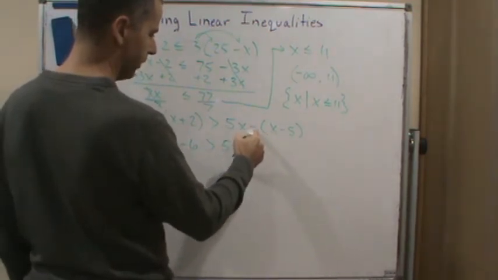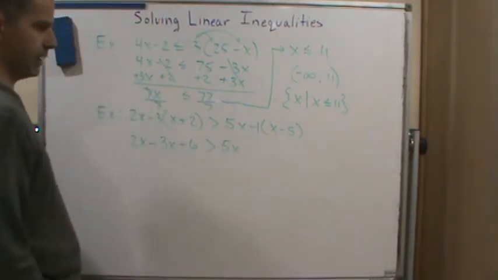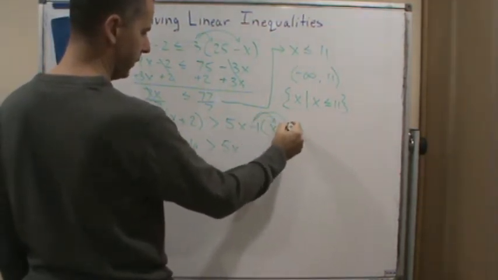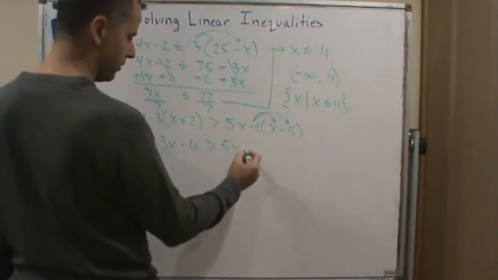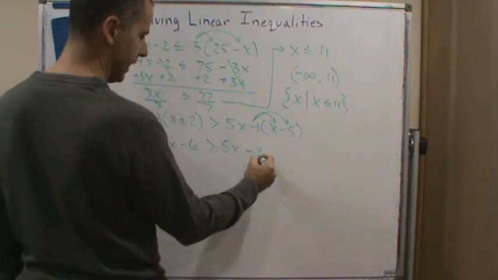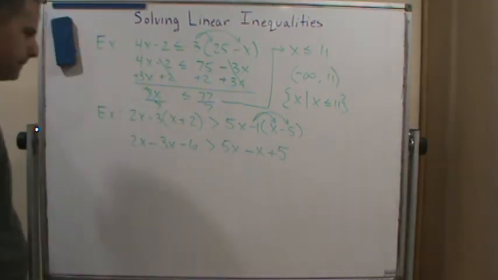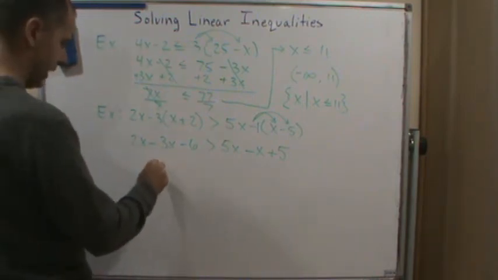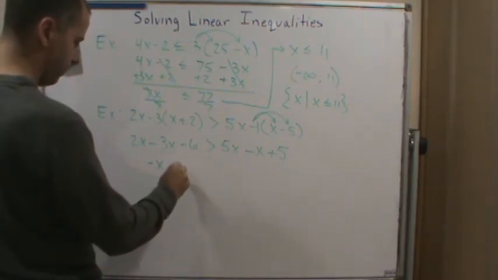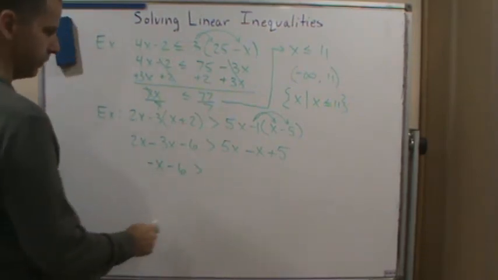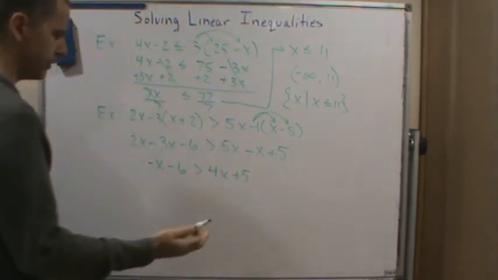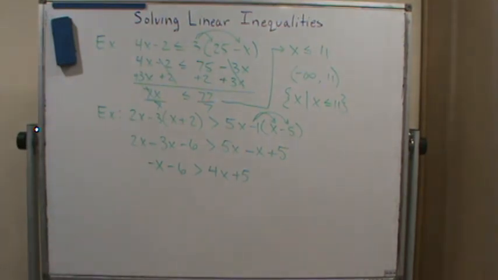5x minus what? Well, I'm going to distribute this. Pretend there's a minus 1 there. Minus 1 times this. So I'm going to distribute the negative 1, or distribute the subtraction. So that's going to be 5x minus x plus 5. Okay? Now I'm just going to combine like terms. So over here I'm going to get a negative x minus 6 is greater than what? 4x plus 5. So far I haven't done anything that would require me to flip the inequality symbol.